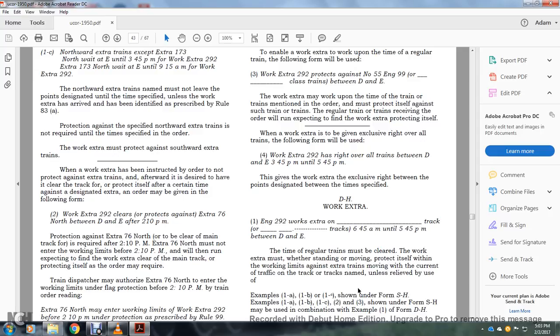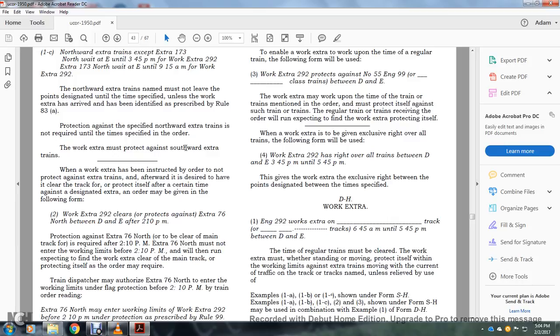Form 1C. Northward extra train, except for the extra 173 North, wait at E until 3:45 p.m. for the work extra 292. Extra 173 North will wait at E until 9:15 for the work extra 292. Northward extra train name must wait at the point designated until the time specified unless the work extra has arrived and has identified itself as prescribed by Rule 83. Protection against the specified northward extra train is not required until the time specified in the order.